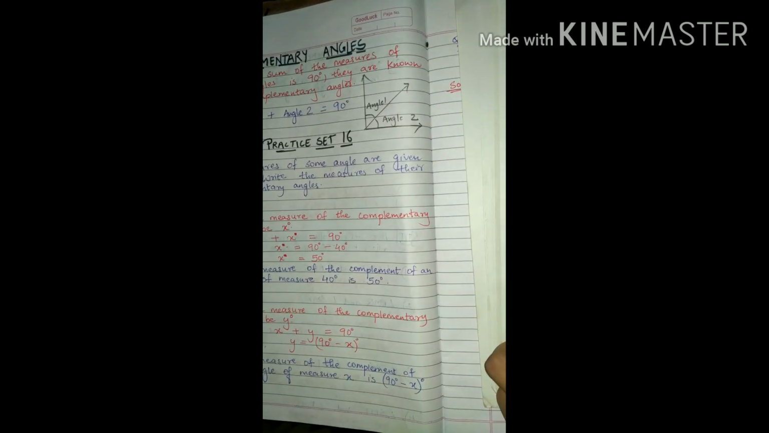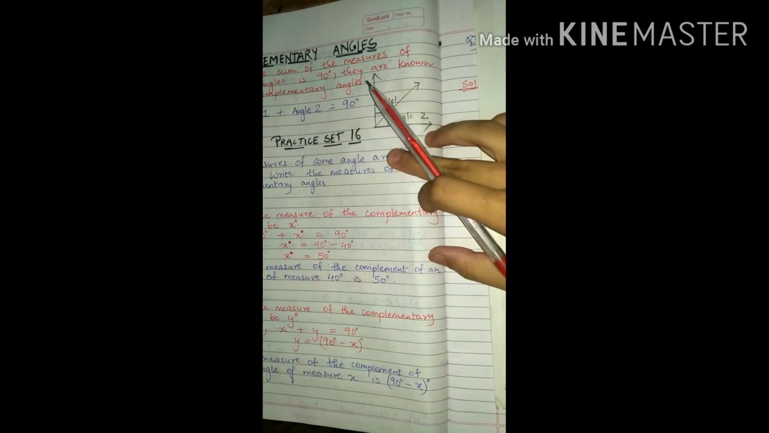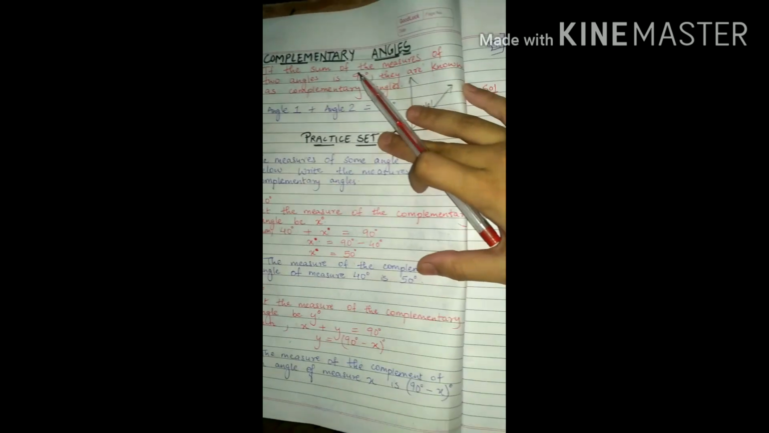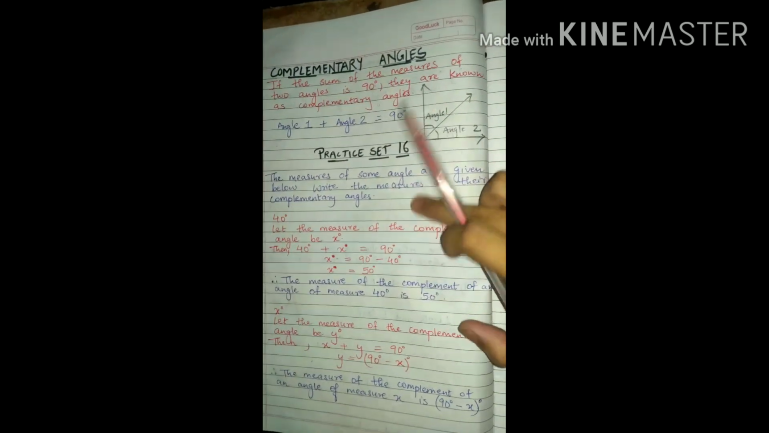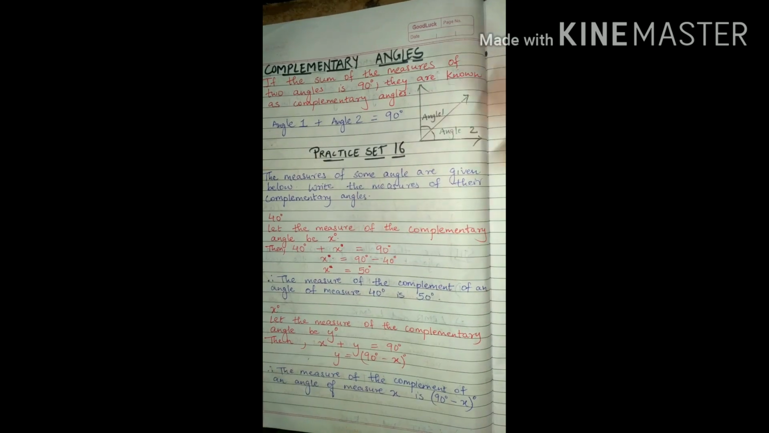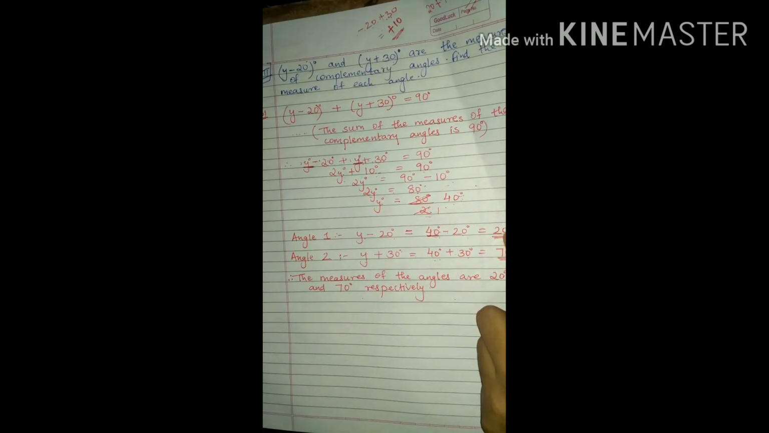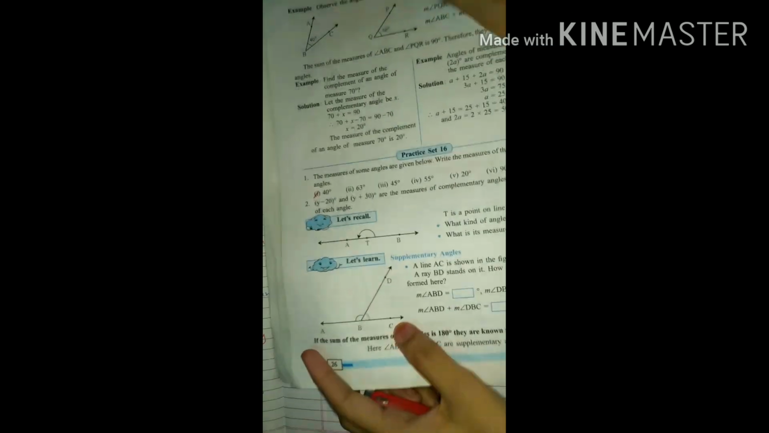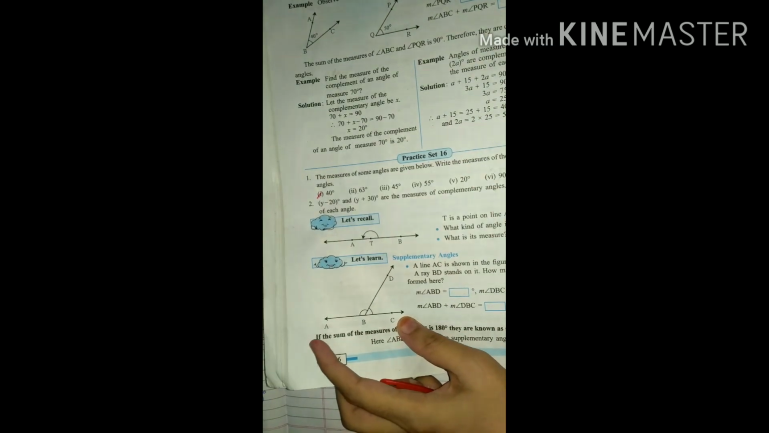In this manner only you will do. You follow the steps and you will find the complementary angle. Okay, question number 2, I have shown you full. Question number 2, how to do, I have shown you. Okay, so with this we complete practice set 16. Thank you.